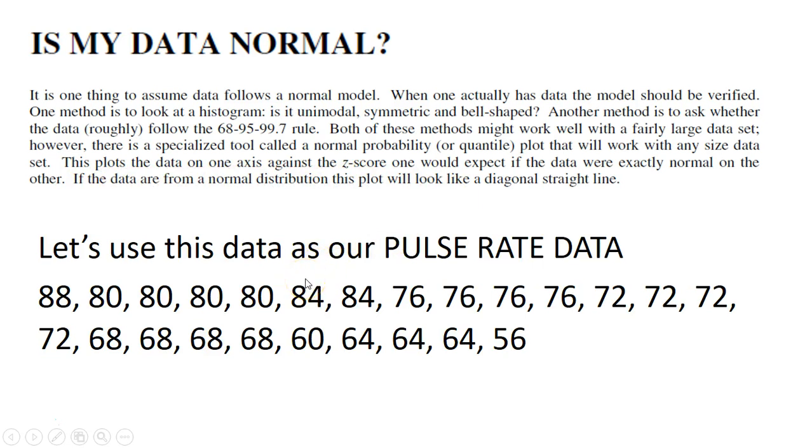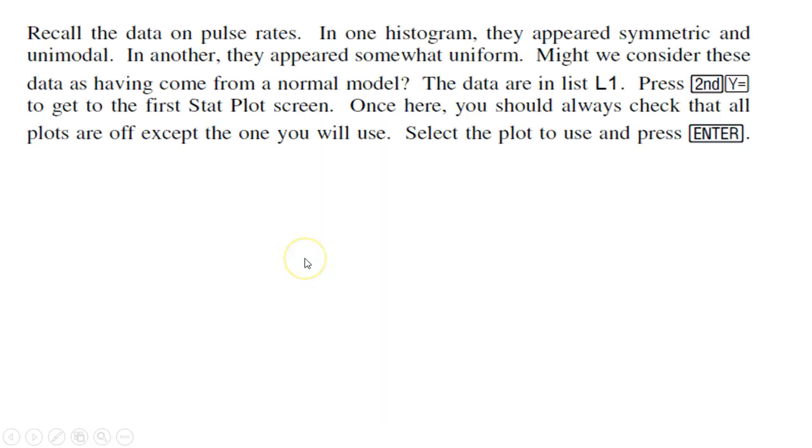If you want to pause the video and write that down, here are pulse rates. Your job is to plug those pulse rates into your list. You recall the data on pulse rates. In one histogram, they appear symmetric and unimodal. In another, they appear somewhat uniform. Might we consider these data as possibly coming from a normal model? Maybe. So you go into list 1, 2nd, Y=, to turn on your stat plots.